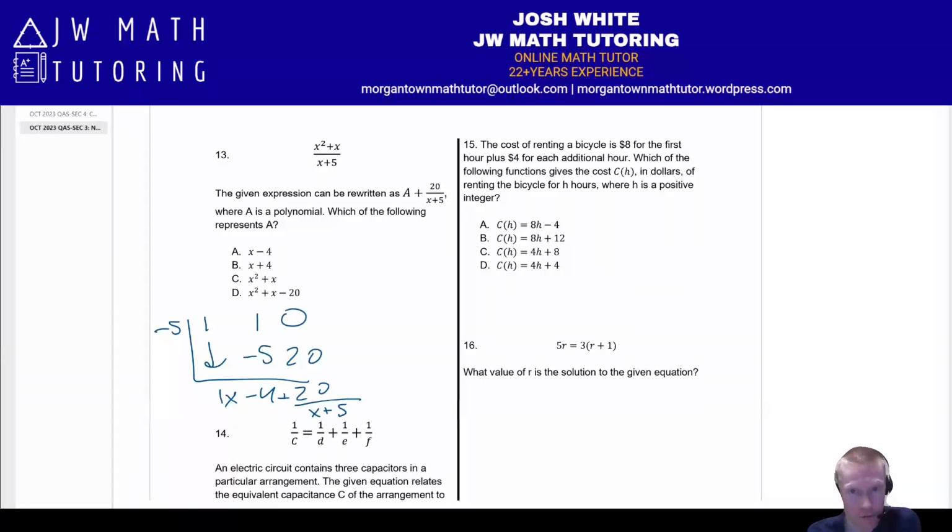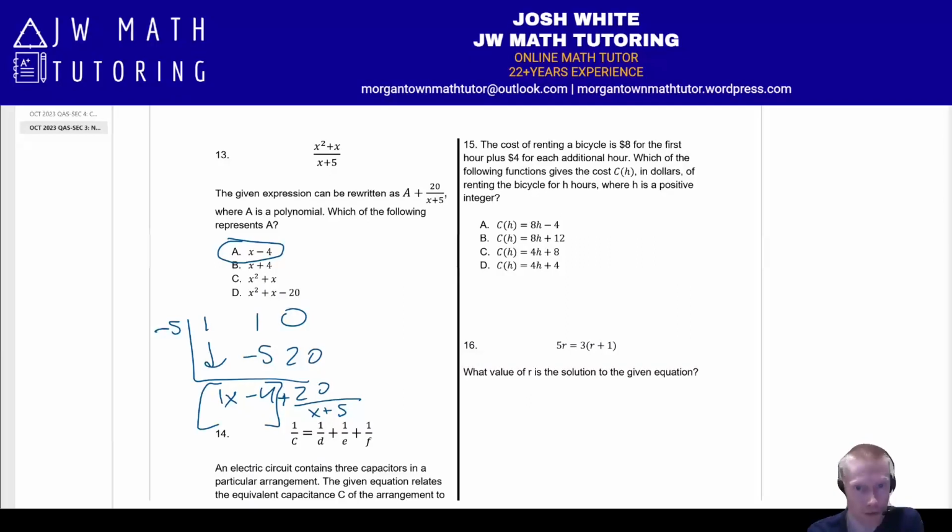So notice it says this expression can be written as a plus 20 over x plus 5. So a is basically everything not including the 20. So that's just going to be x minus 4. Correct answer is going to be letter A.